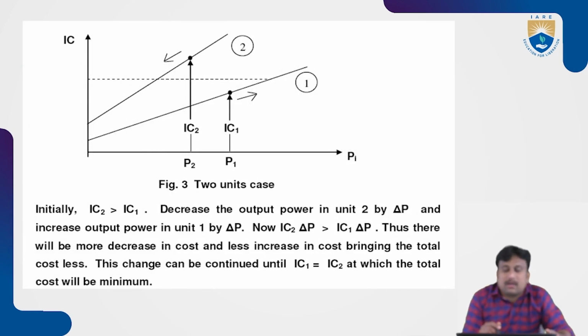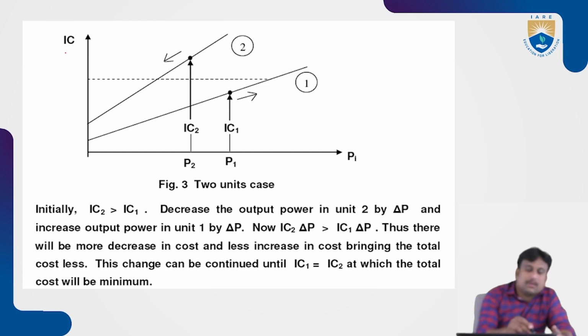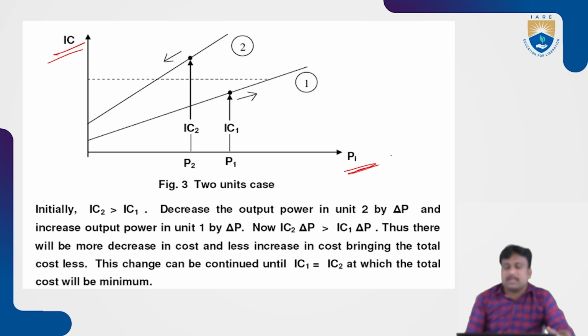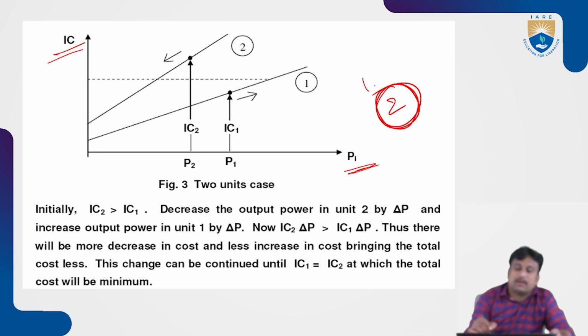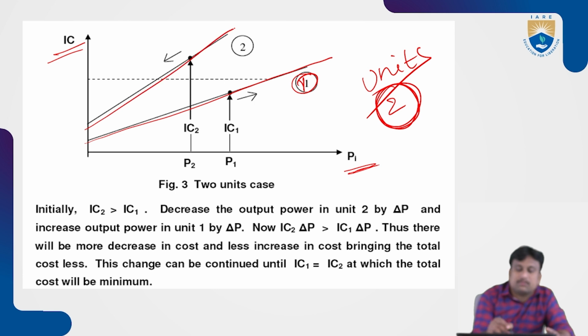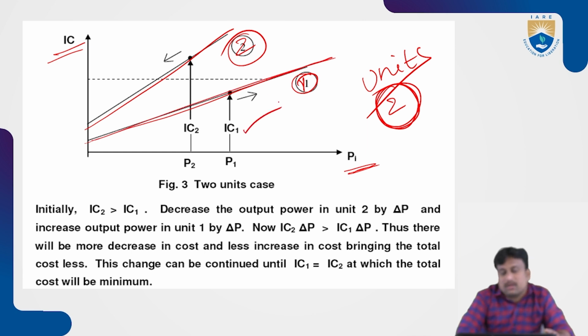If you observe the characteristics here, this is the incremental cost on one axis and this is the power on the other axis. Here we are assuming two units. This is the first unit and this is the second. IC1 is the incremental cost for the first unit, and IC2 is the incremental cost of the second unit.